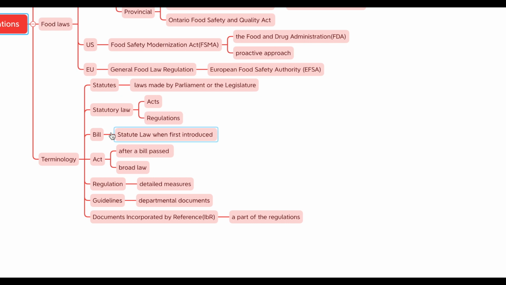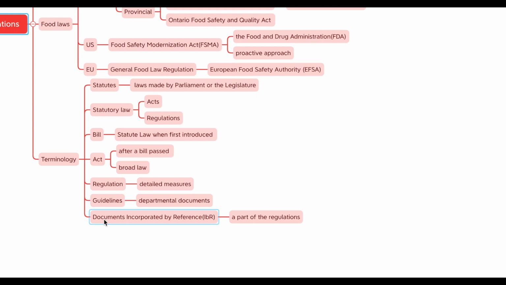Okay, and guidelines are departmental documents that are used to interpret legislation and/or regulation. And please note that although they may be derived from legislation and are often used to advise how one might comply with a regulation, guidelines do not have the force of law.